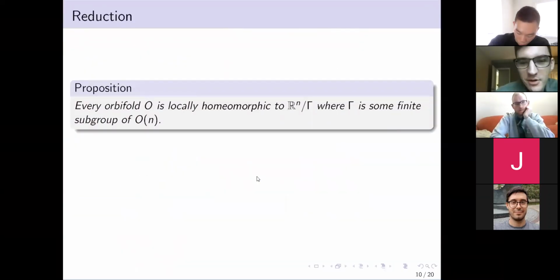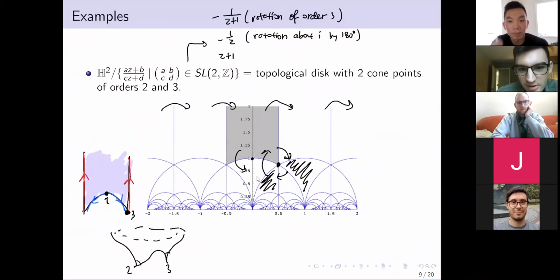Sorry, I have a quick question about that example. Yeah, sure. The cone points now are cone points where we're visualizing the quotient as embedded in, I don't know, C2 or something like this, right? I mean, what do you mean?